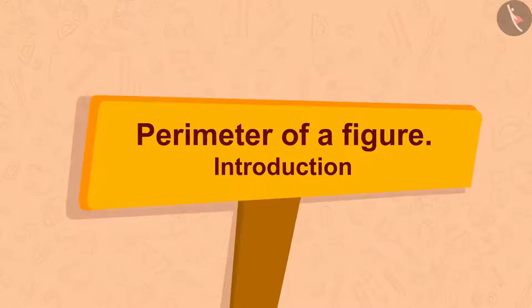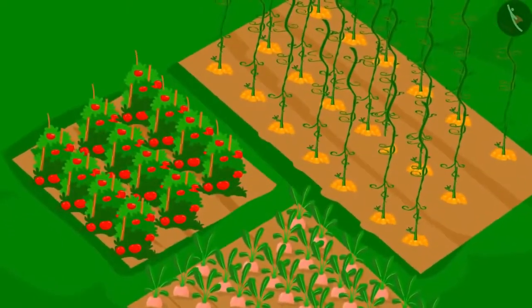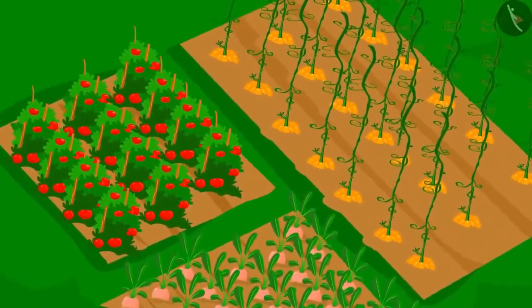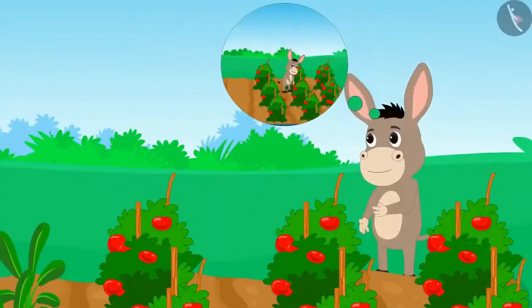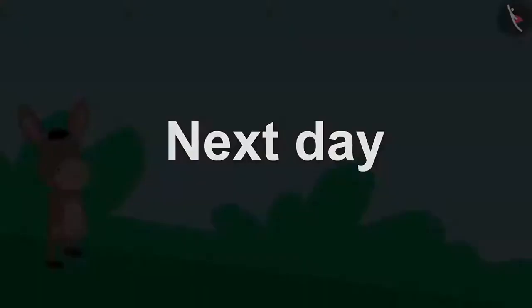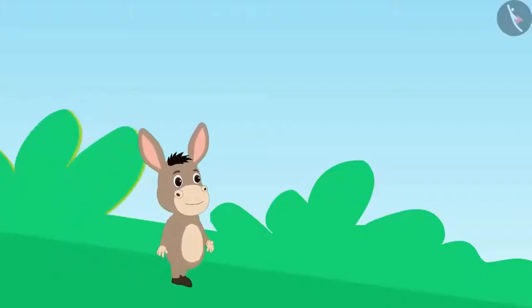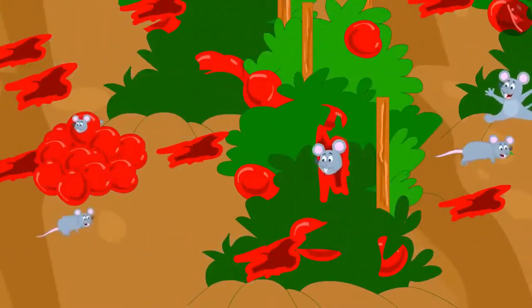Hello kids, in this video, we will learn about perimeter of a figure. Bhola's farm has had a very good crop this time. He thought he would come back the next day and harvest his crop. The next day, when Bhola reached his farm, he saw that mice had created a havoc there.